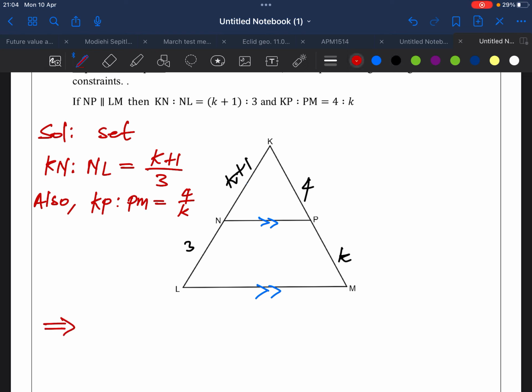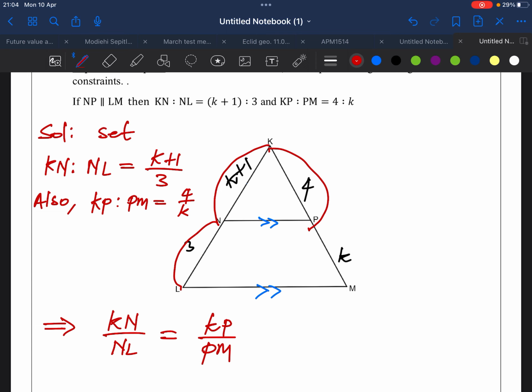Now if we proceed with this question, this implies that KN over NL is equal to KP over PM. Why am I saying that? KN over NL is equivalent to KP over PM. This is the proportionality theorem. So how are you going to reason? You're going to say: line parallel to one side of our triangle.